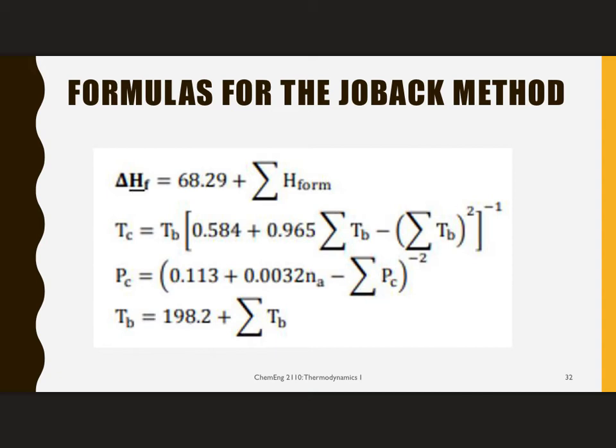Similarly, the estimate of PC for each functional group, added those together, that is going to be subtracted from 0.113 plus 0.0032 times NA, which is the number of these pieces. That expression added together to the -2 power, etc.